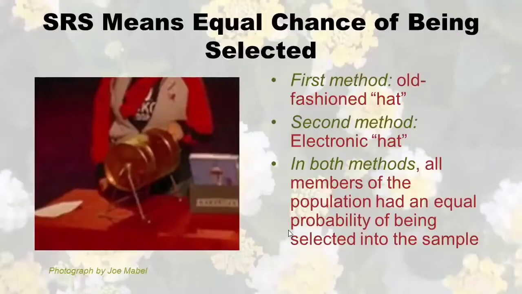If I do it that way, the first method or the second method, all members of the population had an equal probability of being selected in the sample, and more importantly, all possible samples, all possible groups, had an equal chance of being selected. Of course, I only did it once, so I only got one of them, but the other ones that weren't selected had an equal chance of being selected.